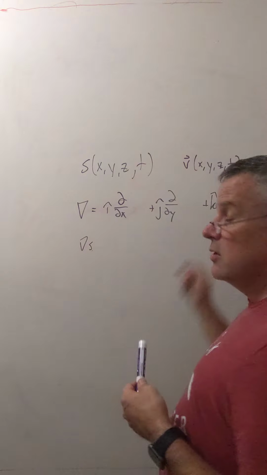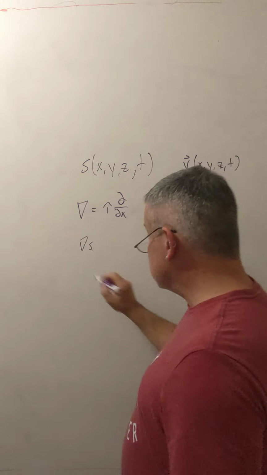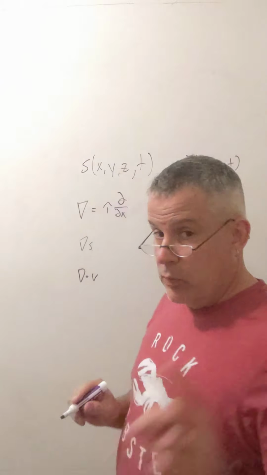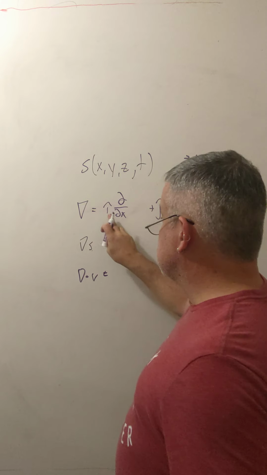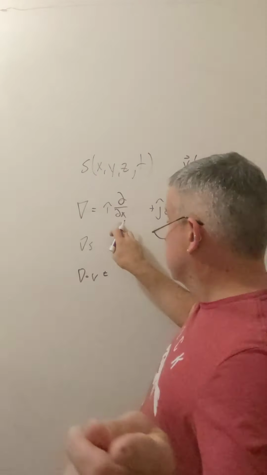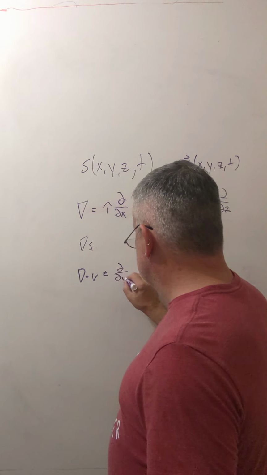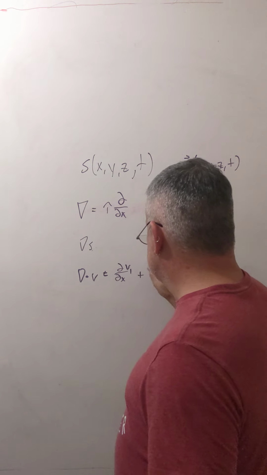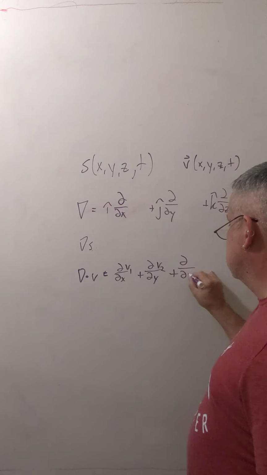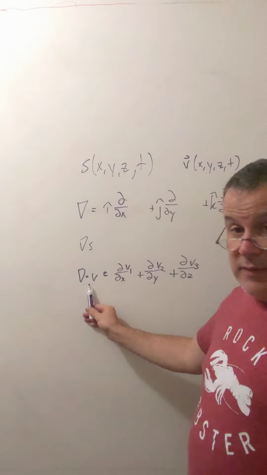Well, what else could we do with this thing? It sort of looks like a vector. Could we operate this del operator on a vector? Yes, we can. We could take del dotted into a vector. Be careful now. This one is i hat. So the i hat is telling us to take the d/dx of only the first component of v. So we have d/dx of v1 plus d/dy of v2 plus d/dz of v3. We're summing them up because we've got a dot product over here.